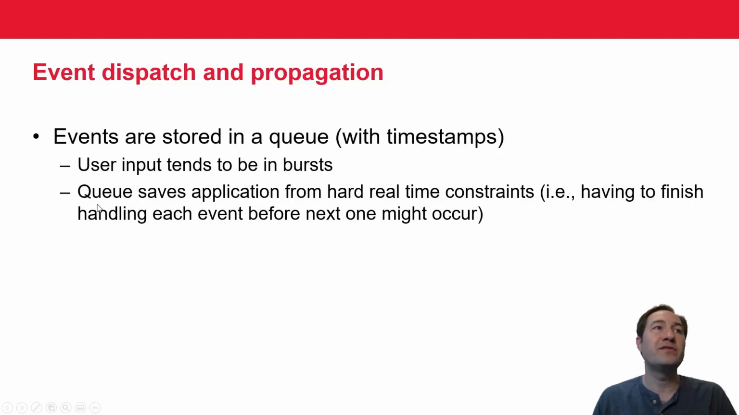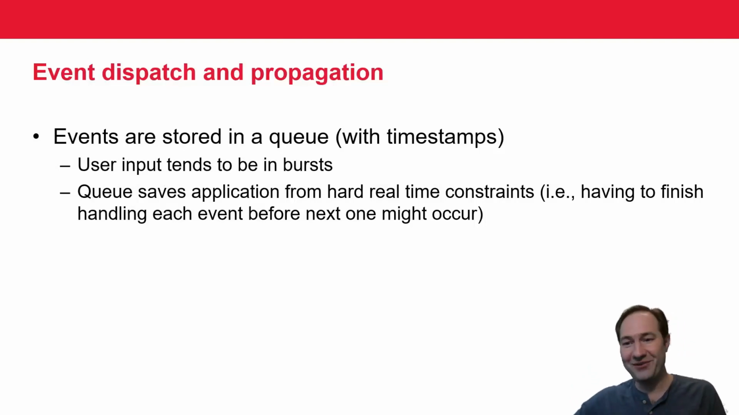Having this queue saves you from the real-time constraints of having to finish each event handling before the next one occurs. If we waited on event handling to complete before we could handle the next event, we'd never get anywhere. They would be so slow and bulky, nothing would happen. So we just throw everything in the queue, timestamp it, and deal with it with an event handler on the other side of all that.